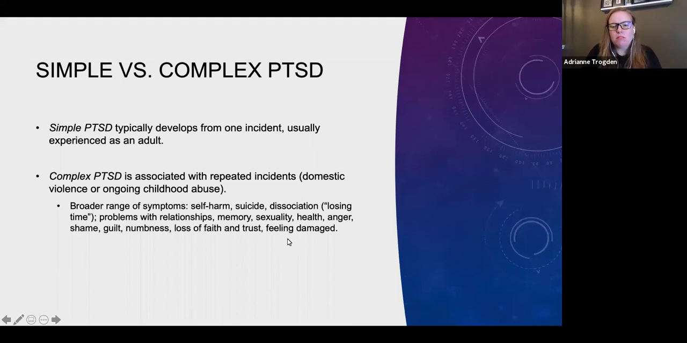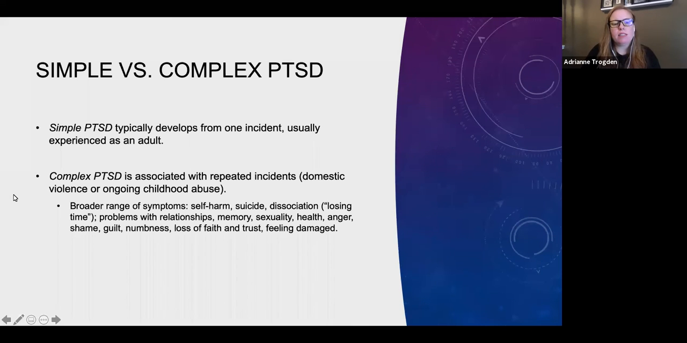So let's talk about a little bit of the differences between simple versus complex PTSD, or you can even use trauma instead of PTSD. Simple PTSD or simple trauma develops from one incident that's usually experienced as an adult. There's this one thing that happened that was very traumatic, and there's been some fallout or consequences from that event. But then on the other side is complex PTSD or complex trauma, which is associated with repeated incidents.